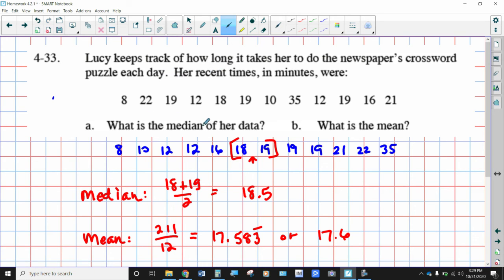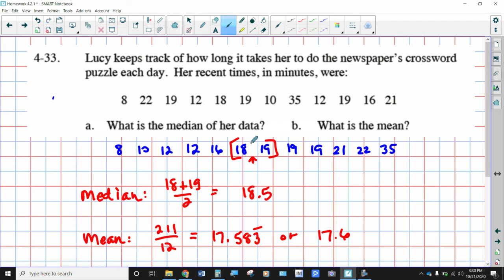So to find the median of the data, you got to put the data in order from least to greatest. So once they're in order from least to greatest, I like to check and make sure I've got all the numbers accounted for. So we got 1, 2, 3, 4, 5, 6, 7, 8, 9, 10, 11, 12 numbers. Good. Most likely we've got all the numbers correct, and they're in the correct order.